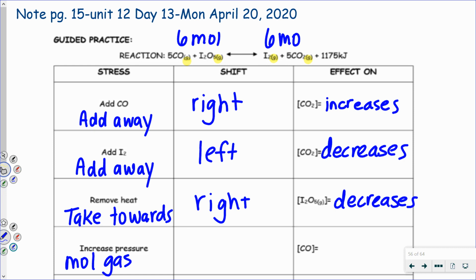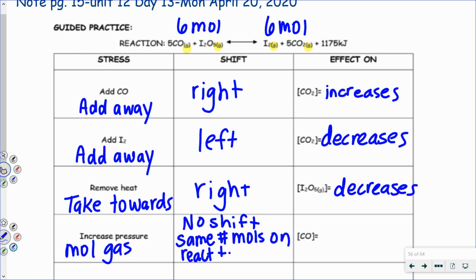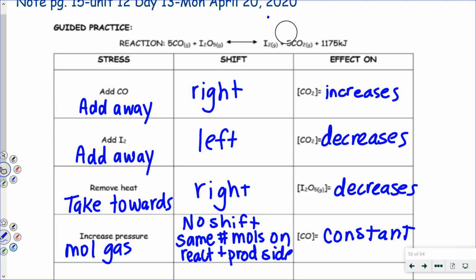Hey, the moles on the left are equal to the moles on the right. So that means that increasing the pressure is not going to shift anything at all. So I'm going to write no shift. Same number of moles on reactant and product side. So because the moles of gas are the same on each side, there's no shift at all, which means the concentration, there would be no change. It's constant. Good.